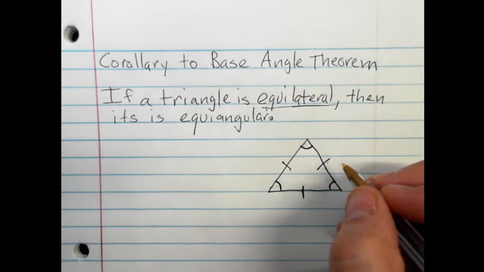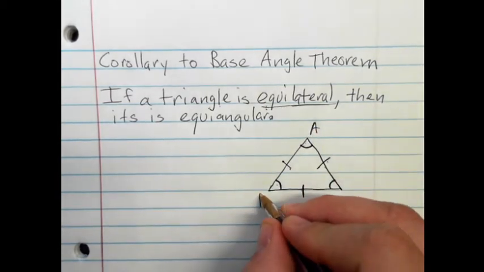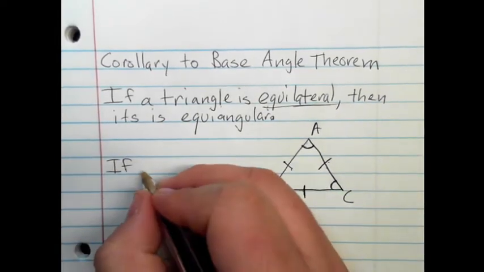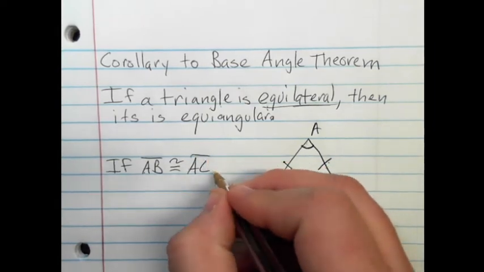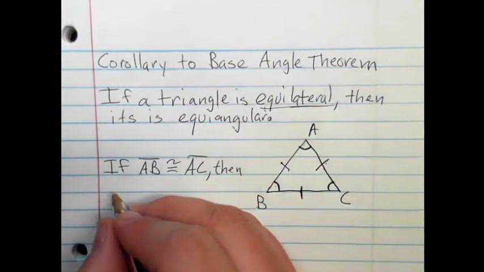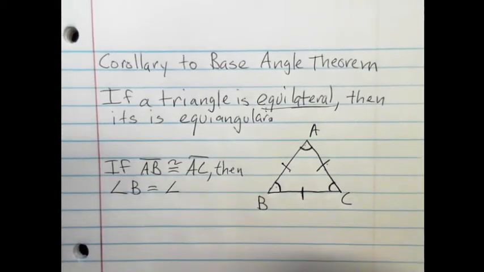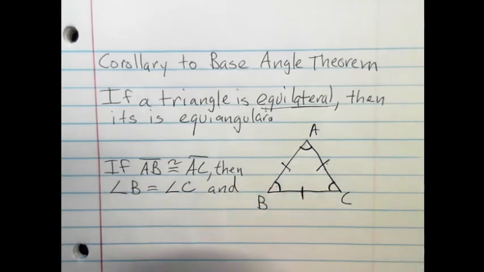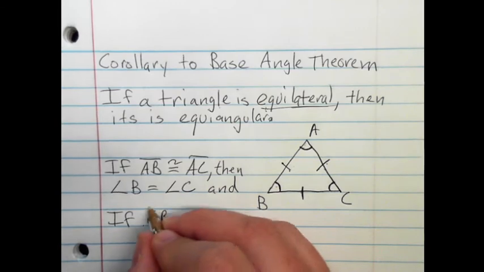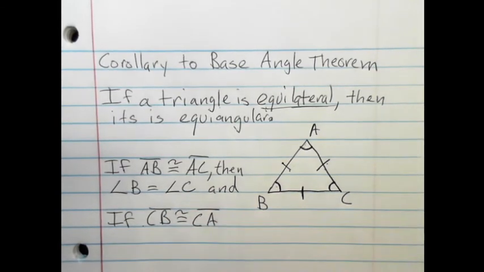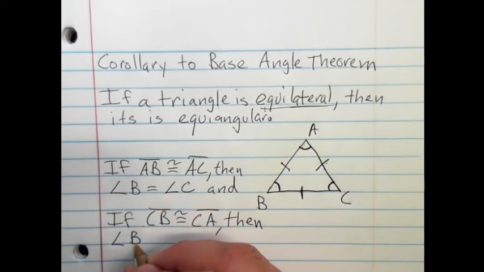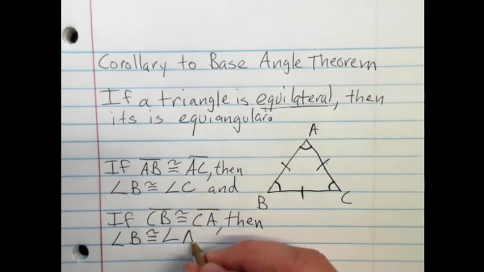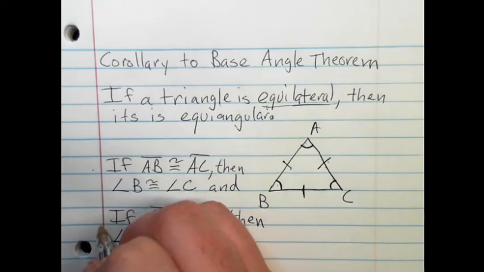So it's a corollary of the base angle theorem, because if I were to label this angle A, angle B, and angle C, I would say if AB is congruent to AC, then angle B is congruent to angle C, and if CB is congruent to CA, then angle B is congruent to angle A. So this is just the base angle theorem, and then it's being applied a second time there.